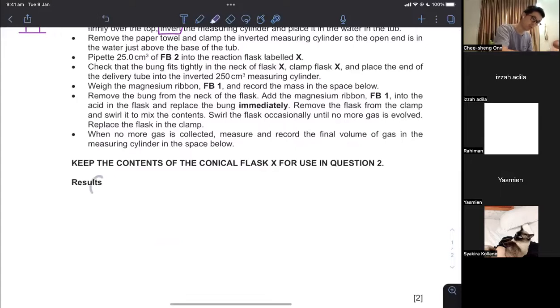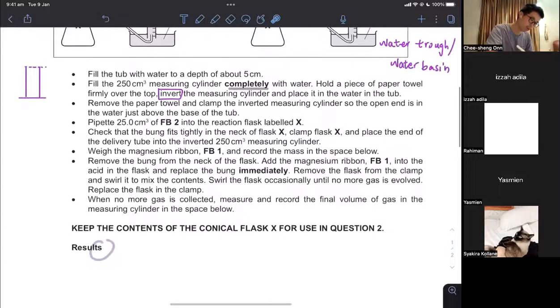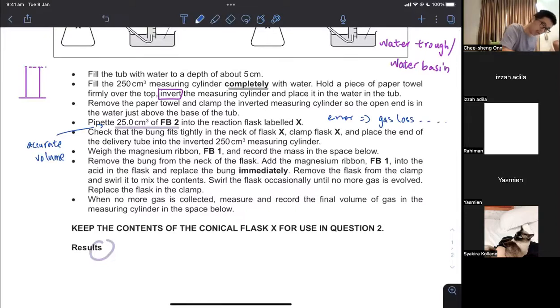So you're supposed to collect a couple of results, and for 2 marks, what are you supposed to do here? You need to use a pipette, this much acid. So the fact that you use a pipette means that this is quite an accurate volume, just like when you're using a burette. And then the biggest error would have come from gas loss. So your job is to minimize the gas loss in this kind of experiment. What else can I tell you? Weigh the magnesium ribbons and record the mass.